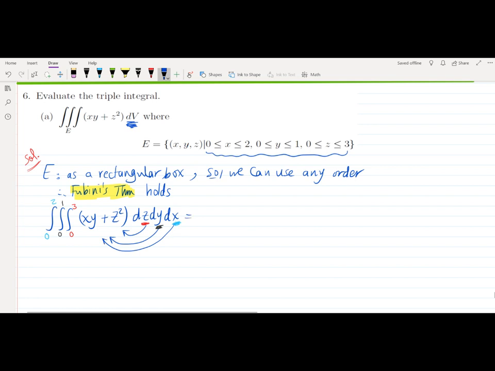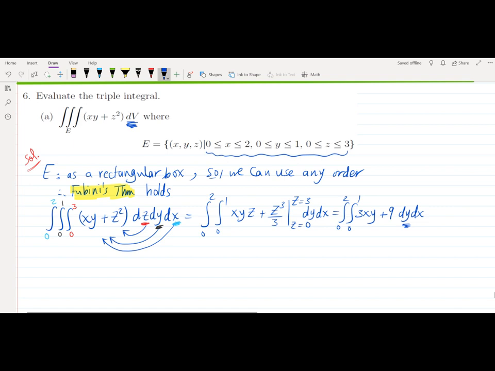So it will be a double integral from 0 to 2 and from 0 to 1, and we'll integrate first with respect to z. So it will be xyz plus z cubed over 3, and we will replace each z with 0 first, and then 3, and the remaining parameters, which are dy, dx. Then after substitution, it will be a double integral from 0 to 2, from 0 to 1, of 3xy plus 9 dy dx, and we will now go to integrate with respect to y.